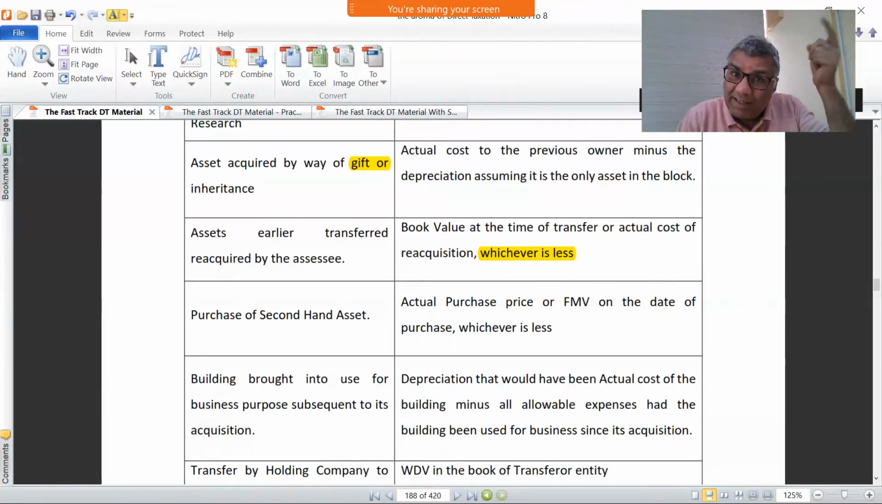Book value at the time of transfer or the price at which you reacquired, whichever is less, can only be recorded. Don't use it as a tax planning mechanism. If I purchase a second-hand asset, in the market it is available for 1 lakh, but from a friend I am purchasing for 10 lakhs. In the market it is available. Purchase of second-hand asset: actual purchase price or FMV on the date of purchase, whichever is less. Please go through this table once.